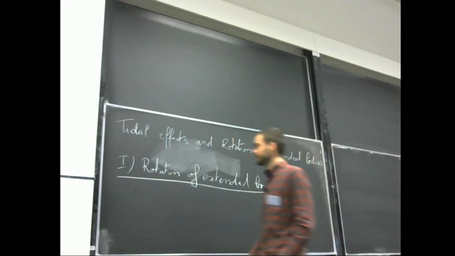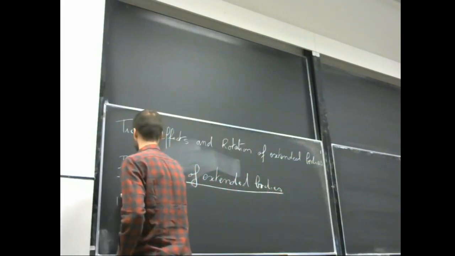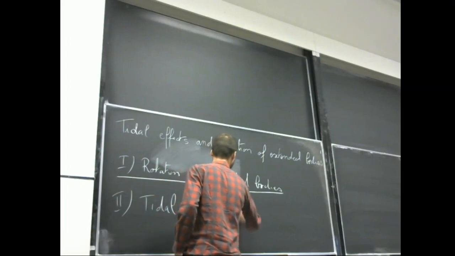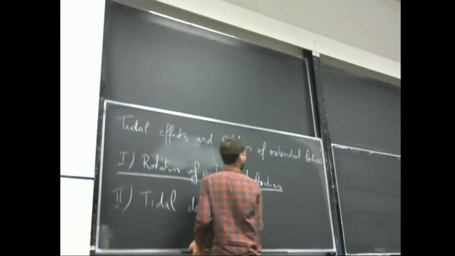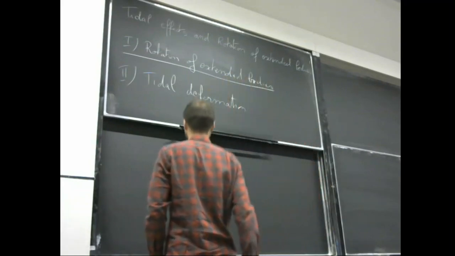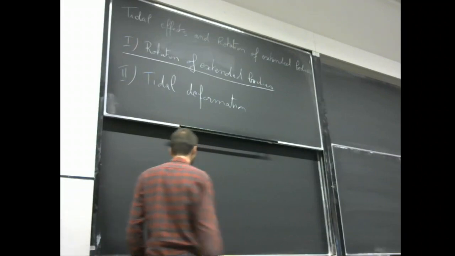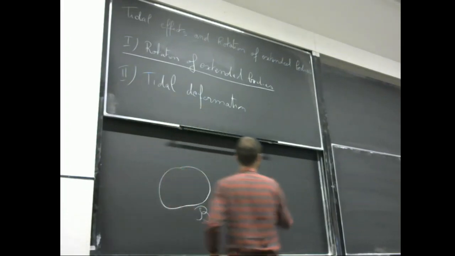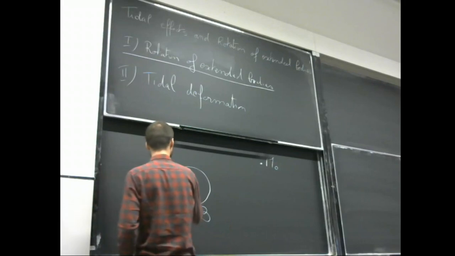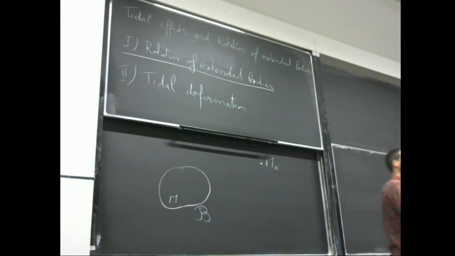So the problem we're going to study this morning is the following. You have a body, a rigid body, I will call it B, interacting with a point mass M0. And I will give the mass M to that body. And so we want to follow the evolution of the rigid body orbiting the point mass M0.